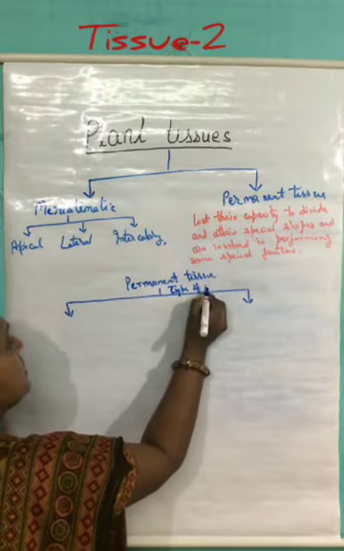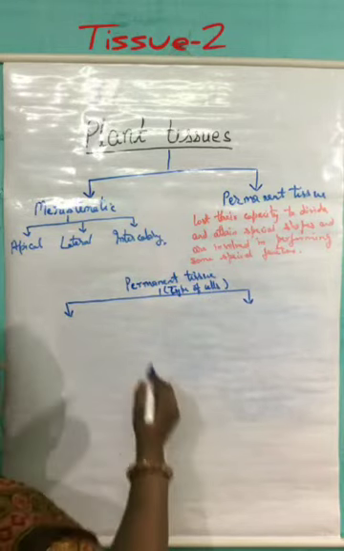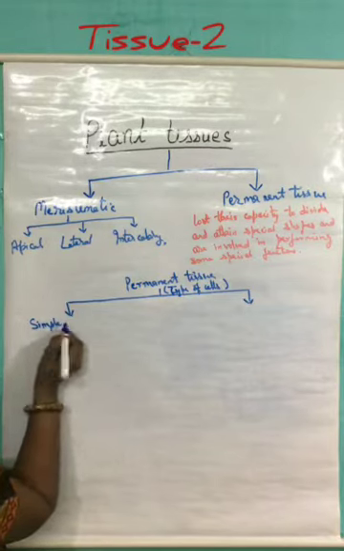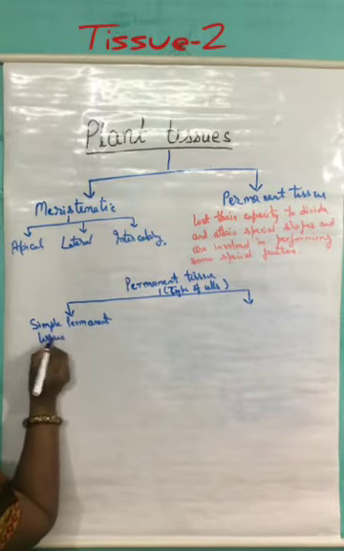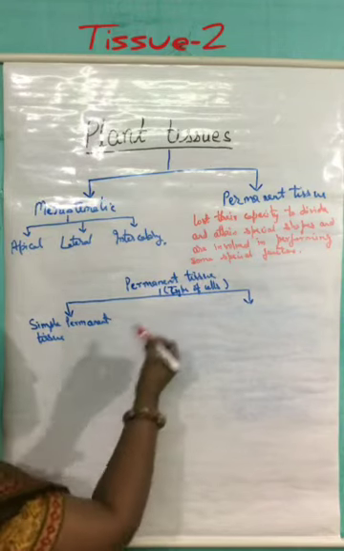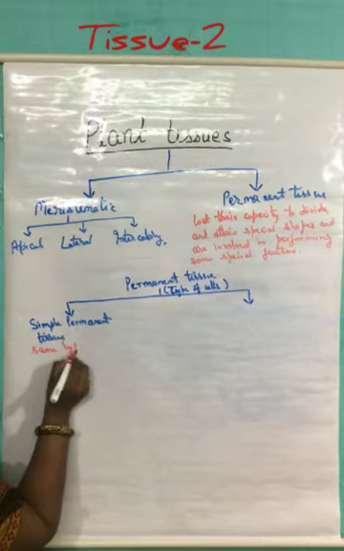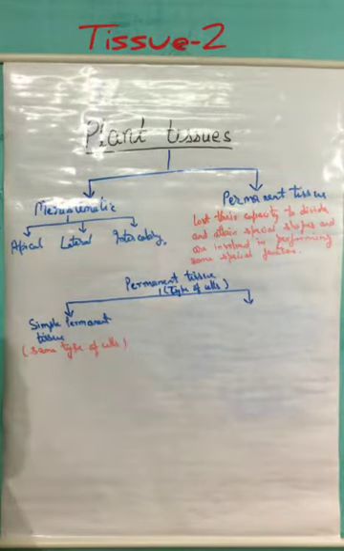Type of cells from which they are made up of. So the first classification of the permanent tissue is simple permanent tissue. Simple permanent tissues are those permanent tissues which consist of the same type of cells. So simple permanent tissues are made up of the cells of the same type. That means they are performing similar functions.